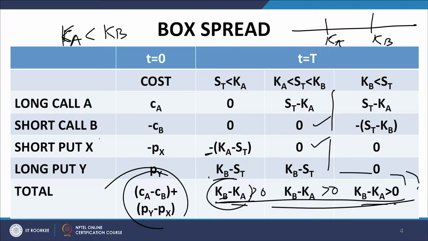Putting it the other way around, the present value of this quantity calculated at the risk free rate for time t must give me this quantity. I repeat, the present value of this quantity Kb minus Ka calculated at the risk free rate must give me this. Now, what happens if it is not so? What happens if the present value of the payoff from the box spread is not equal to the cost of setting up of the strategy?